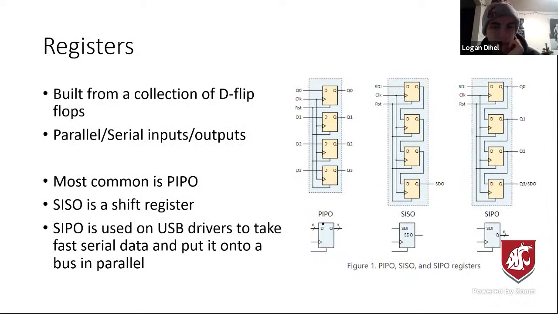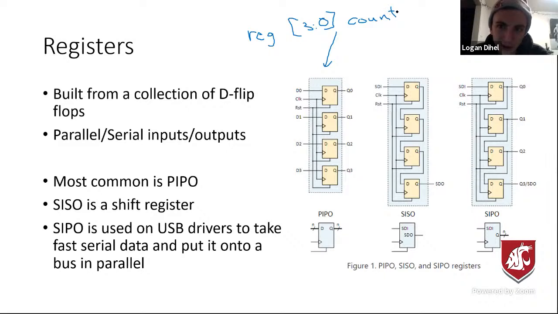Okay, so moving on to registers. We can use D flip-flops to build up registers, and these have so many different uses in digital design. The most common one is your PIPO. This is like the keyword reg. Let's say you did reg [3:0] count. That actually creates a PIPO register when you do that in Verilog. And so we have other different flavors.